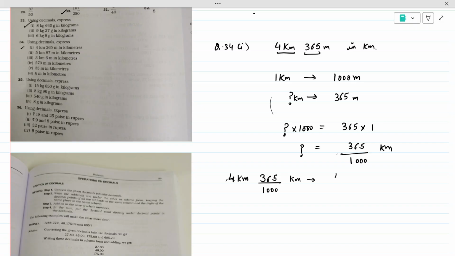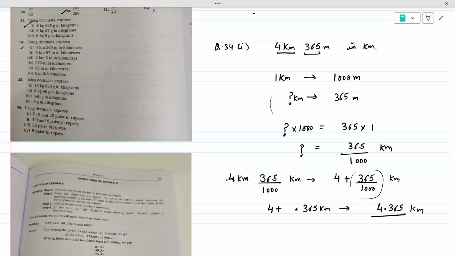That means 4 kilometers plus 365 divided by 1000 in kilometers, and this we are going to express as a decimal, 4 plus 0.365 kilometers, which is equal to 4.365. Okay, so this is the required decimal conversion. Okay, so this is done.